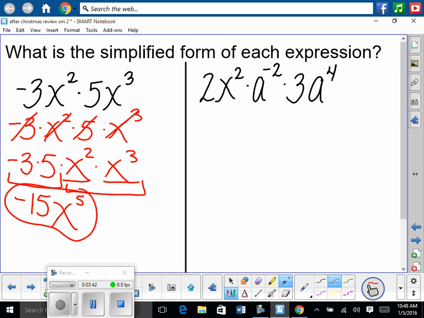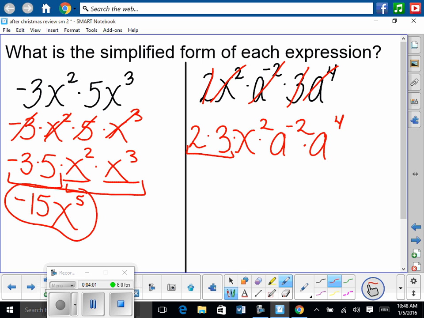Awesome. Okay, next one. Looking at this one, it's just multiplication, so I'm just going to reorder it. So I have 2 times 3. I'm just reordering it, and then I have an x squared. Then I have an a to the negative 2. Just reordering it, and then a to the 4th.